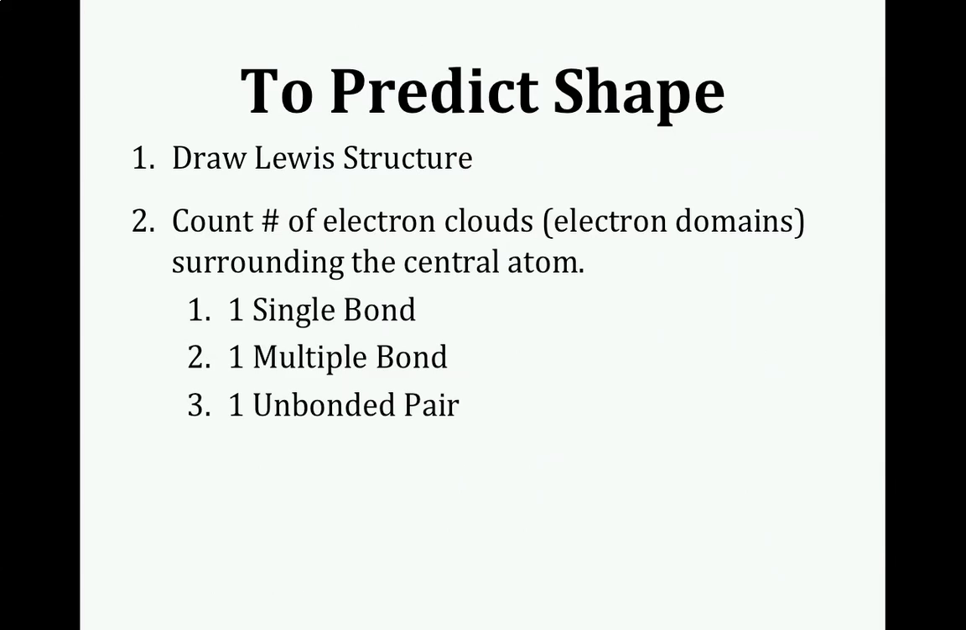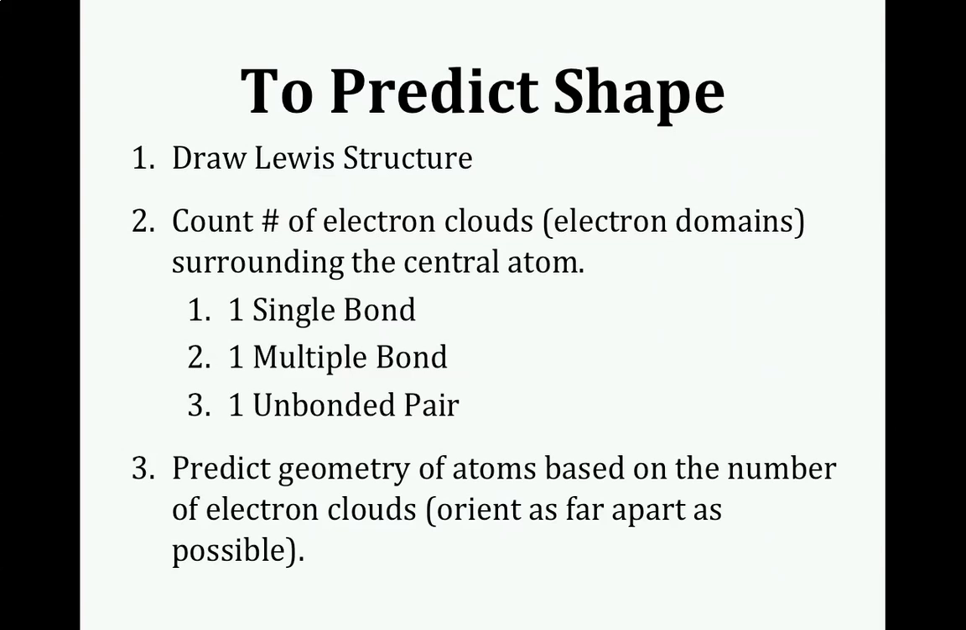Some things that count as electron clouds: a single bond counts as an electron cloud. A multiple bond, which would mean a double bond or a triple bond, counts as an electron cloud. And an unbonded pair of electrons also counts as an electron cloud, or an electron domain. Then we start to predict the geometry of these atoms based on the number of electron clouds they have, by orienting them as far apart as possible.